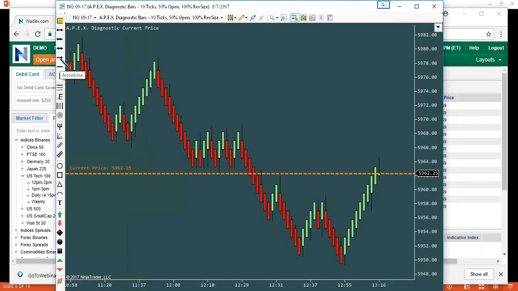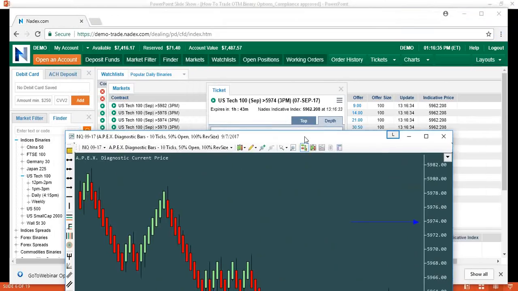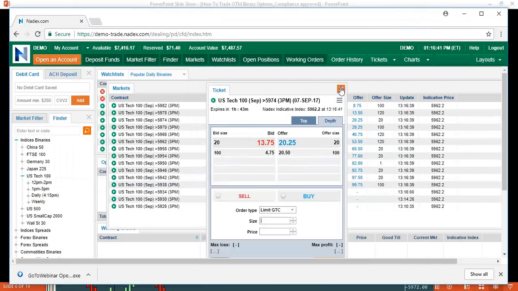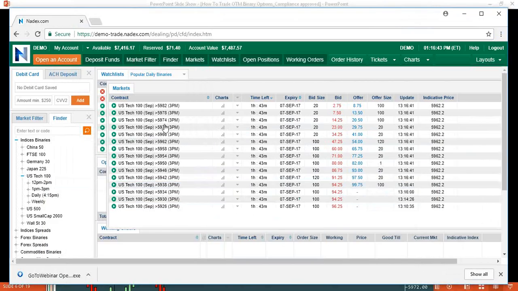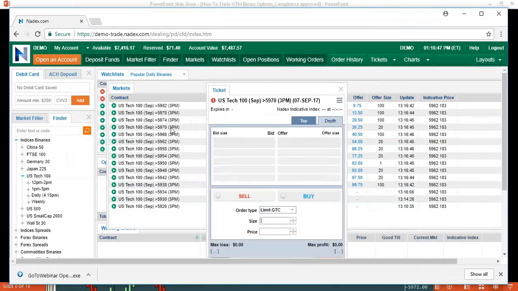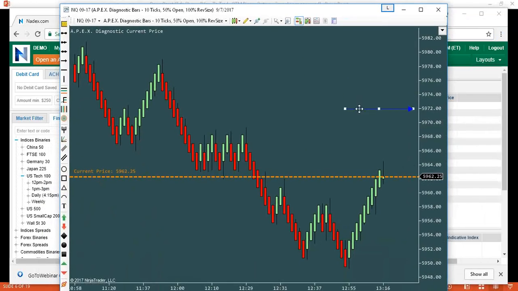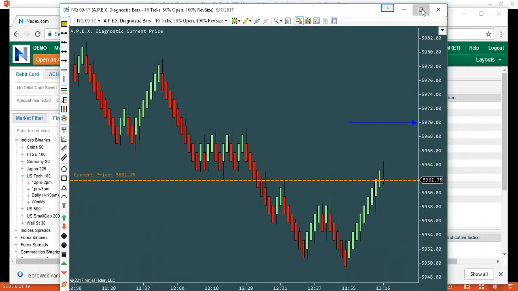I could buy that strike way up here at 59.74. What can I buy that at right now? About $21. This is just as an example's sake. Actually, I want to do something different. Let's look at this one at 59.70. I can buy it for about 30 bucks. So 59.70. Everybody see that visually on the chart.